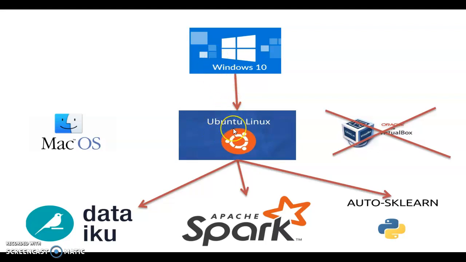If you have a computer with Ubuntu Linux already, you don't need to do this step. And if you have a Mac computer, you don't need to do this step either, because this is like a Linux-like machine where you can install the other ones directly. So you jump into the video that you need: if you are doing a course with me and you need Dataiku, there'll be a video on that, or Apache Spark, there'll be a video on that, or AutoScaler, there'll be a video on that.